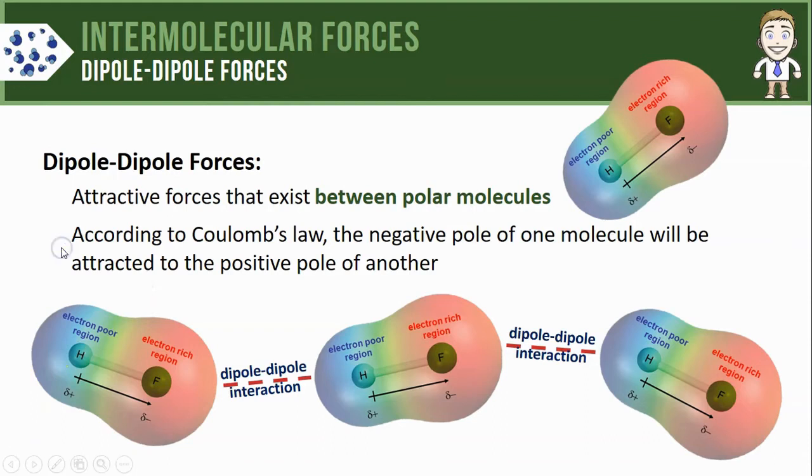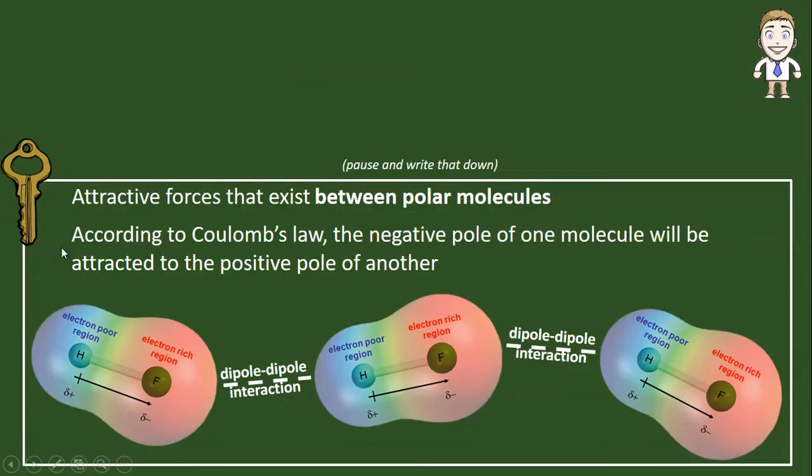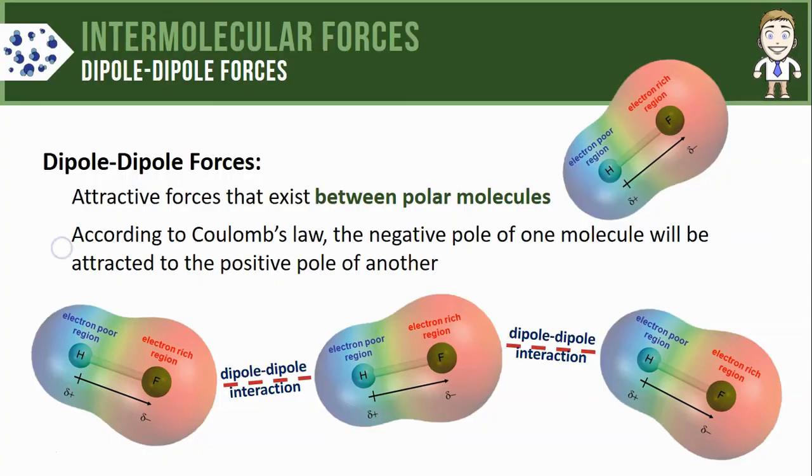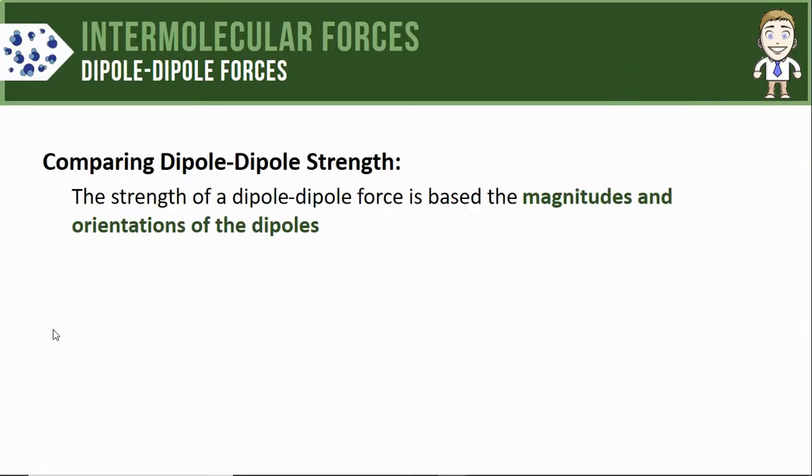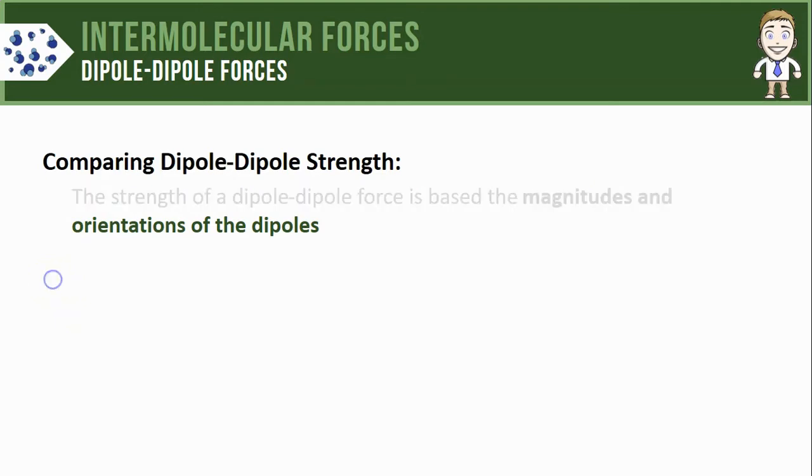This description of dipole-dipole forces is definitely one of the key ideas for this video. Make sure you take some time and write it down. Now, a lot of the time what we have to do is not just look at one single dipole-dipole force, but look at different types and compare them in terms of which one is stronger. To do that, the strength is based on two things: the magnitudes and the orientations of the dipoles. Let's start off and look at the orientations of the dipoles and what that will tell us.